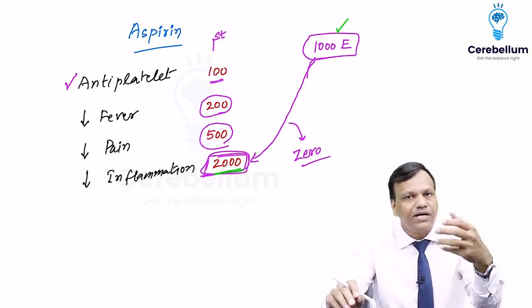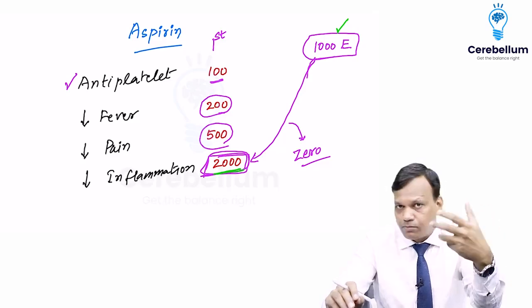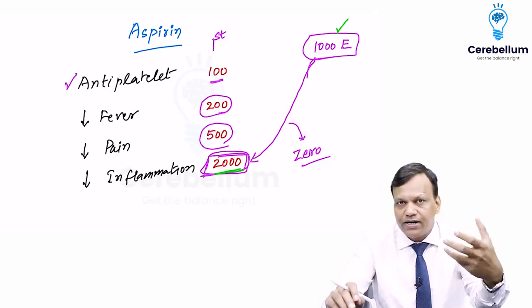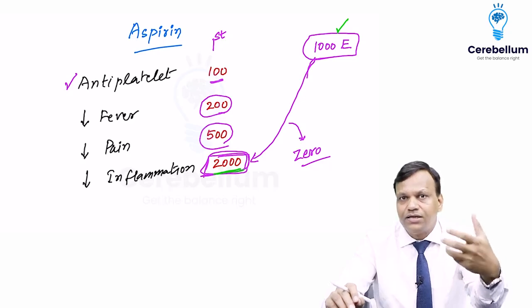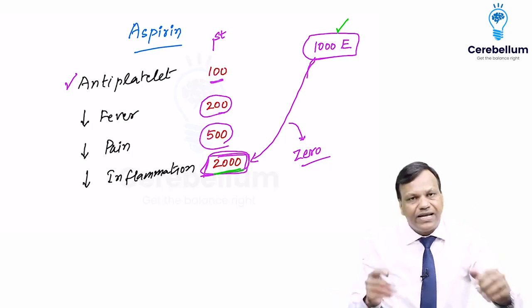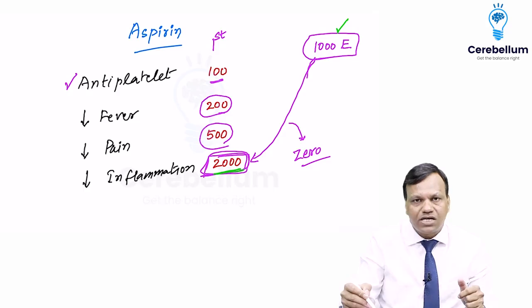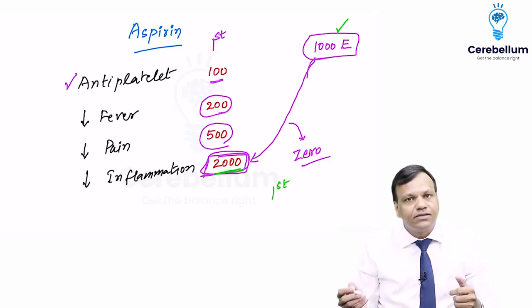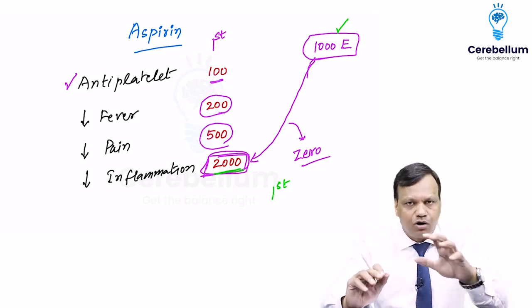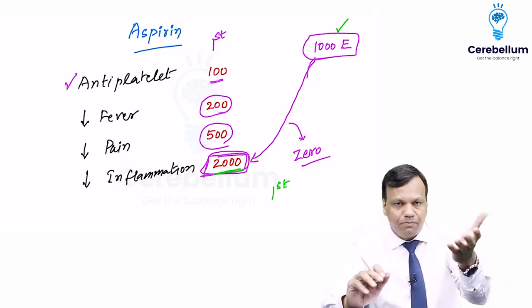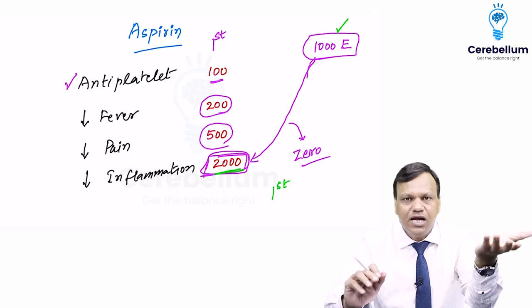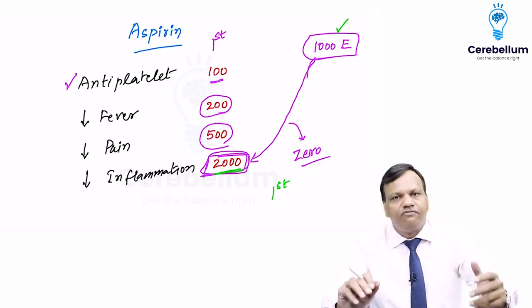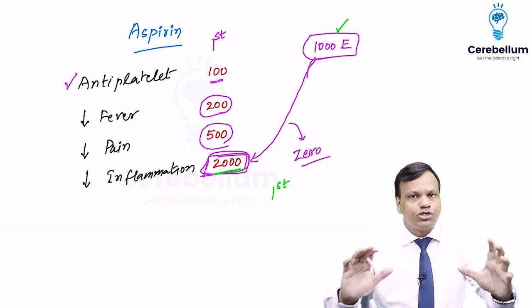But after some time, aspirin will be metabolized. So from 2000, it becomes 1500, 1200, 1000, 900. Now, whenever it becomes less than 1000, the enzymes are not saturated anymore, so it will start following first order kinetics. So any drug which follows zero order kinetics, whenever it becomes less than a particular concentration, will start following first order kinetics. So there is no absolute zero order kinetics.